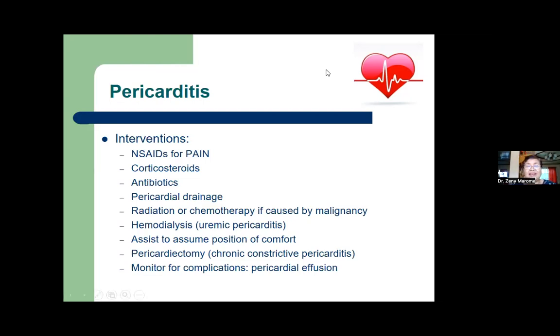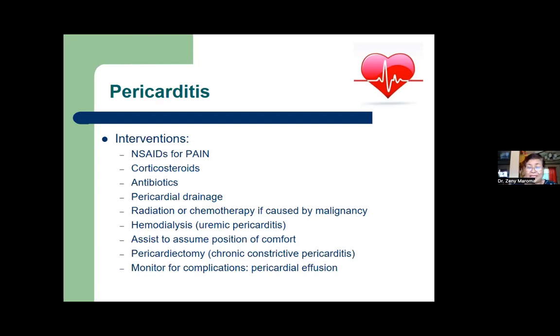So therefore, should NSAIDs be given before meal or after meal? Please answer. When do we give NSAIDs? Before meal or after meal? After meal. Okay, a full stomach, so it should be given after meal. AC or PC? After meal. AC or PC? PC, post cibum.